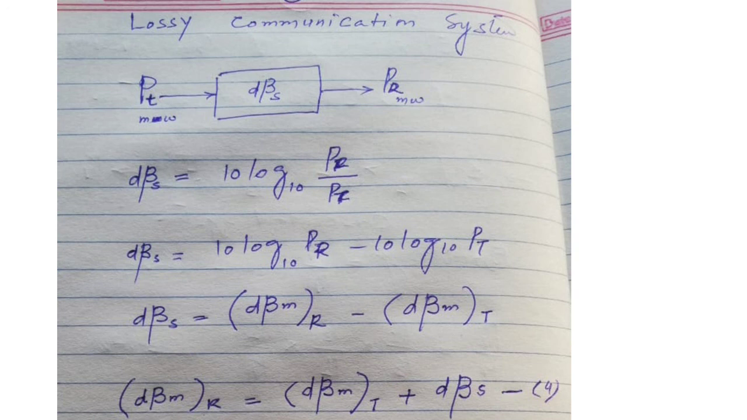If we rearrange the second last equation, it will give you the dBm value of the received power, which will be equal to the dBm value of the transmitted power, the input power, plus the losses of the system. So the dBm value of the output power of this communication system can be calculated with the help of equation number 4. Now, let us do a few numerical examples from the book.